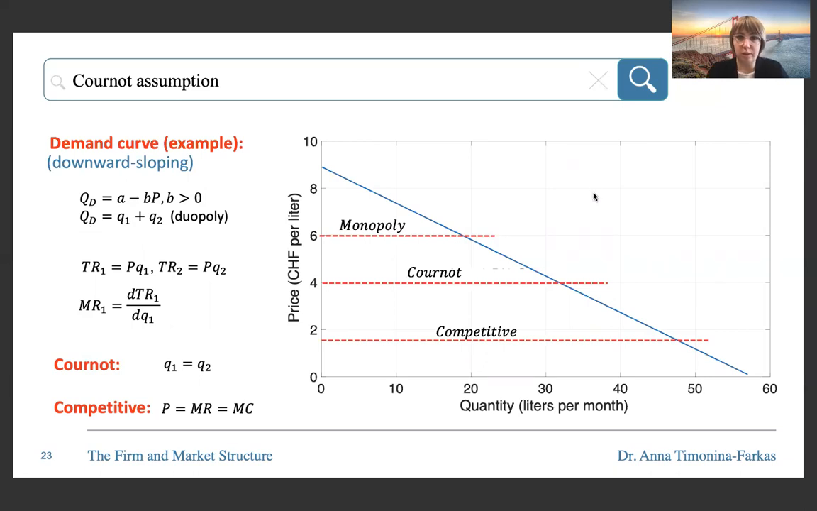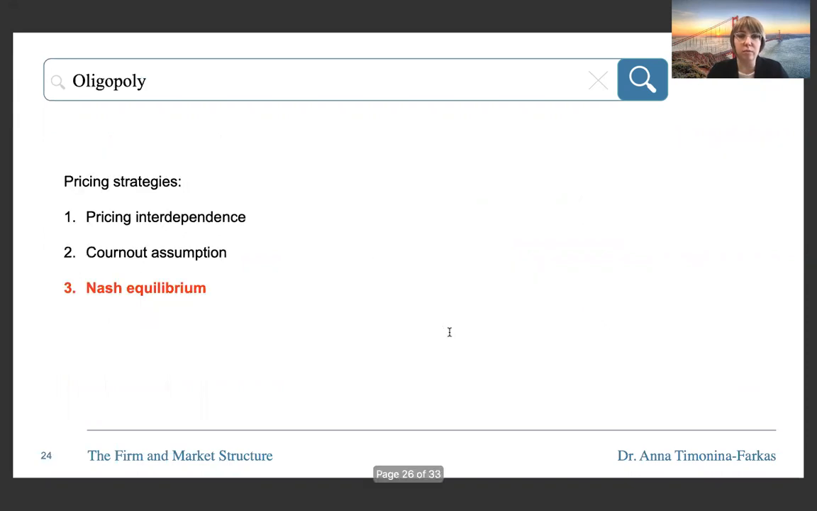Note the following behavior between monopoly, Cournot, and competitive markets. In a Cournot assumption, the price will be lower than in the monopoly, but higher than in a competitive market. Further, we consider Nash equilibrium.